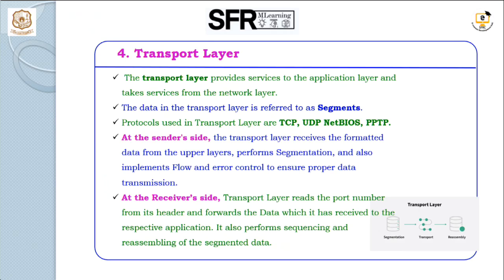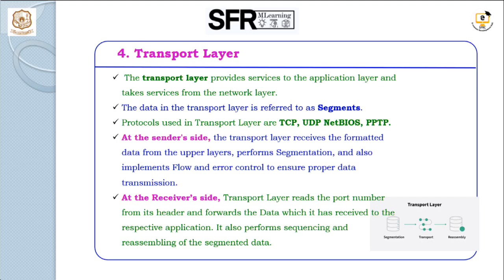The transport layer also provides the acknowledgement of the successful data transmission and retransmits the data if an error has occurred. This is very, very important because data transfer must reach the destination at the right time and with the same content. For this, the transport layer makes use of some common protocols like TCP, UDP, PPTP and NetBIOS.